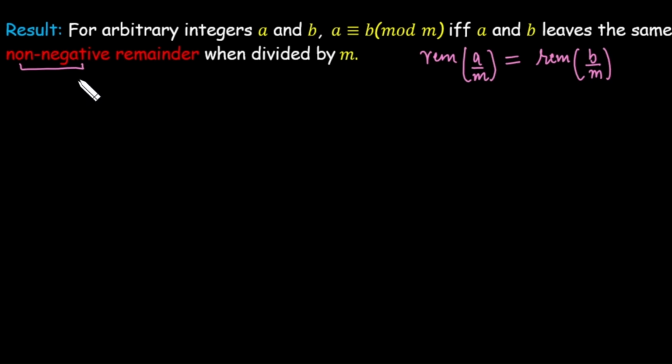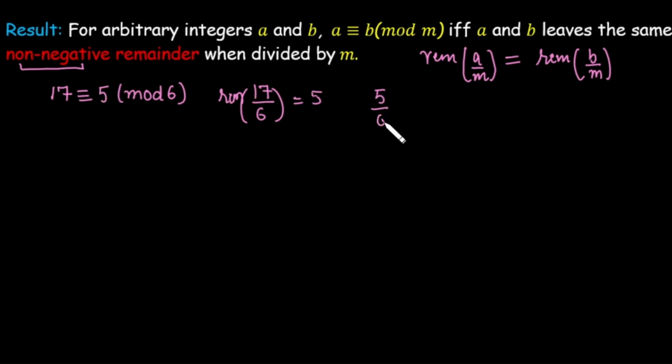Let's understand the previous example with respect to this result. We have taken 17 is congruent to 5 mod 6. Now when 17 is divided by 6, what is the remainder in this case? Remainder is 5. Now when 5 is divided by 6, what is the remainder? As this number is less than 6, we cannot divide this number by 6. In short, it is the remainder itself, 5. On both sides, the remainder is 5, hence they are congruent.